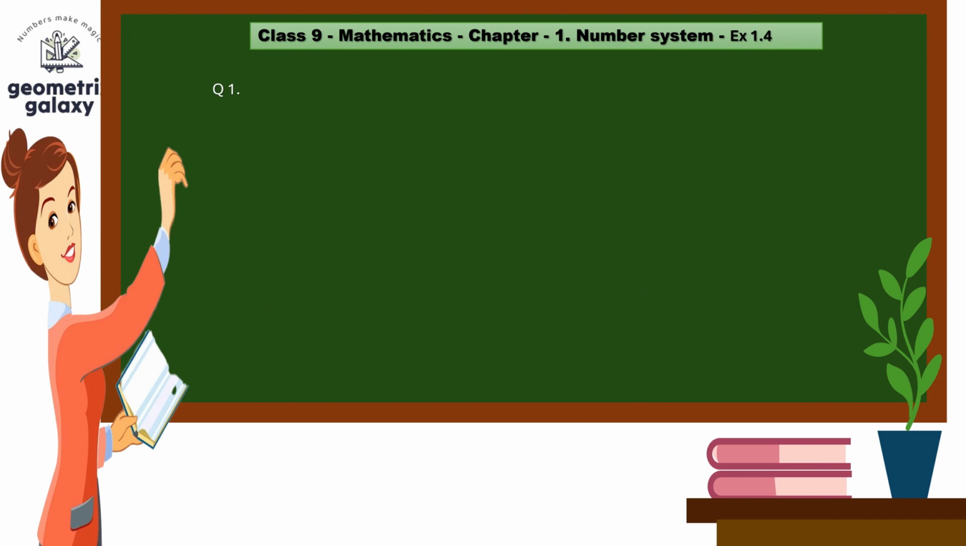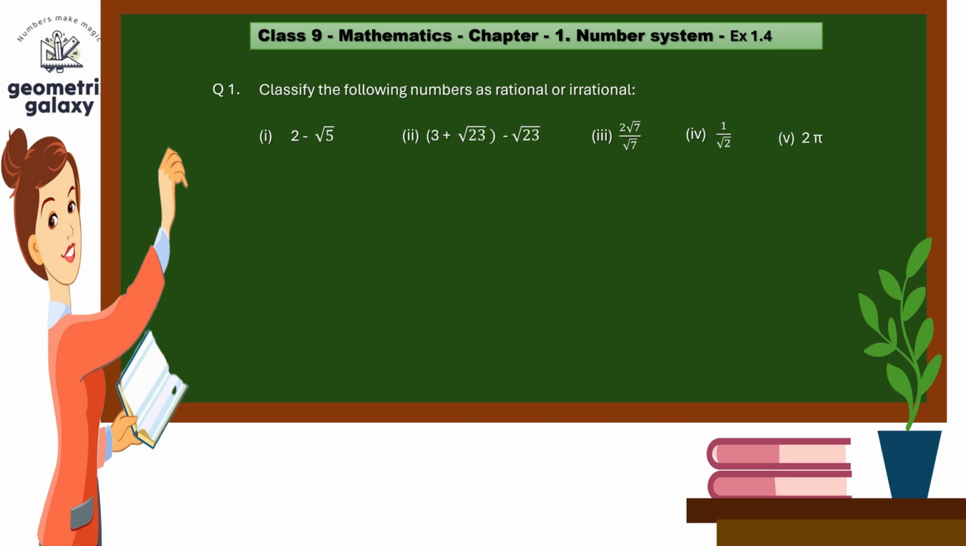Now let us start with solving problems from exercise 1.4. Now the first question of exercise 1.4 is classify the following numbers as rational or irrational. We have 5 subdivisions to solve. Let us see one by one.